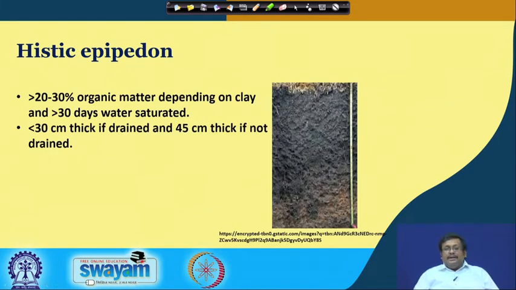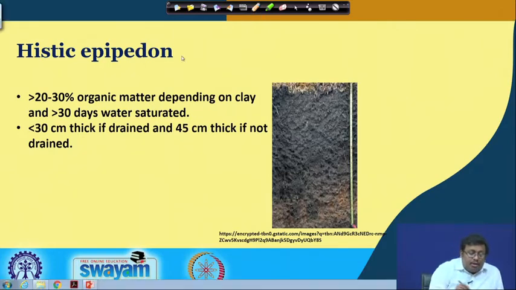Another is histic epipedon. As the name suggests, histic comes from the word for tissue. So, it is organic in nature. Remember that it has a high content of organic matter. It contains greater than 20 to 30% of organic matter depending on the clay, and it is water saturated for more than 30 days. It is less than 30 centimeter thick if drained and 45 centimeter thick if not drained. So, these are the characteristics of histic epipedon. Again, it is dark in color, and it contains a huge amount of organic matter.